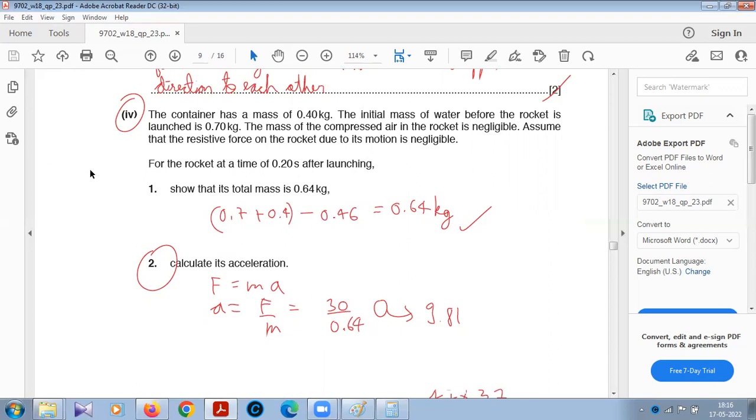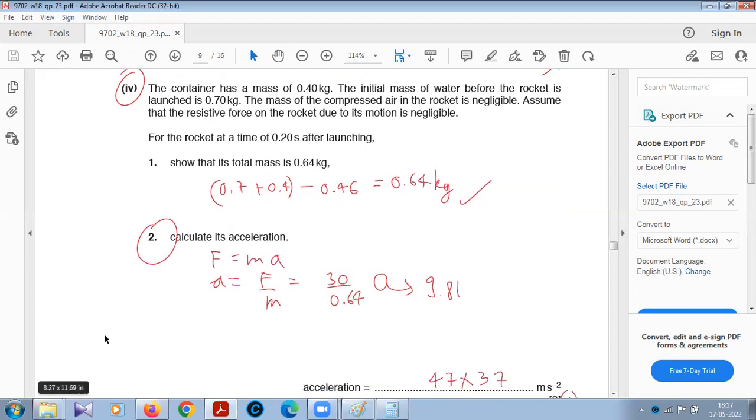So you have to subtract this 0.46. The container mass is 0.4 kg plus the mass of the water is 0.7 kg. But then after that 0.46 kg of water mass is released, so that will get subtracted. And then the acceleration you have to find out. So that is F equal to m a.